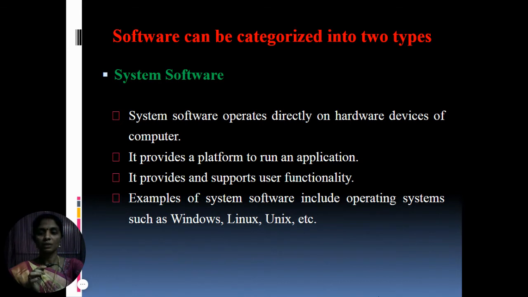System software is nothing but software that operates directly on the hardware devices of a computer. It provides a platform to run applications. It provides and supports user functionality. Examples of system software include operating systems such as Windows, Linux, Unix. So these are the different types of system software.